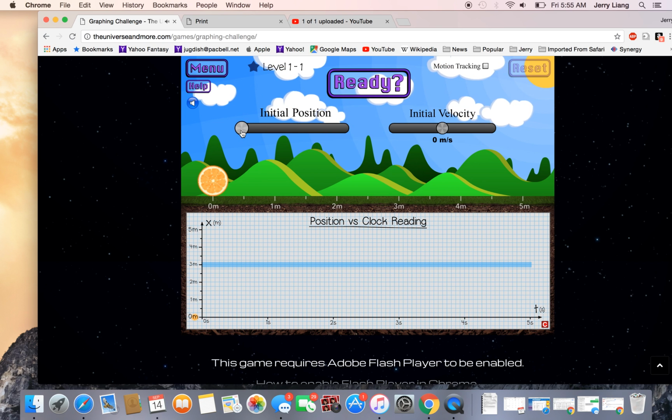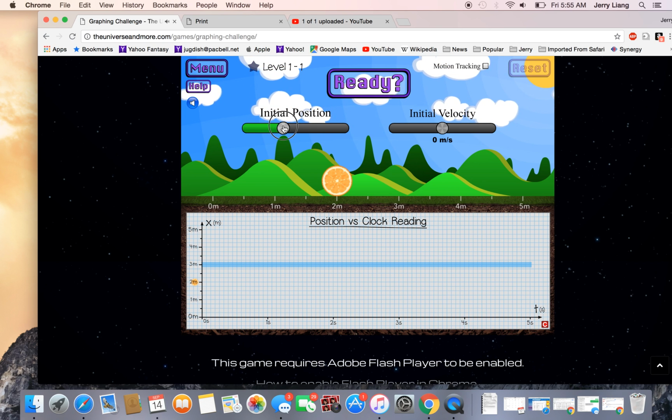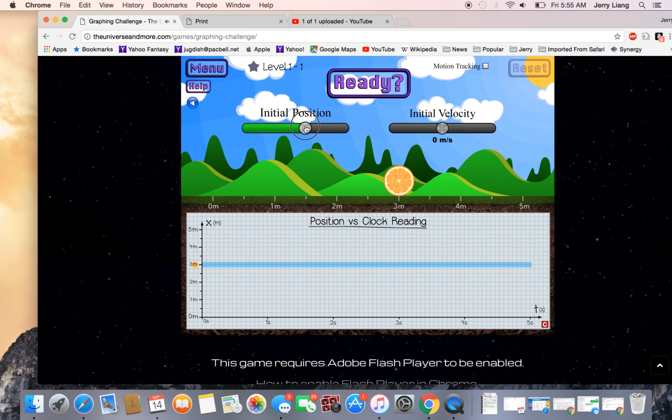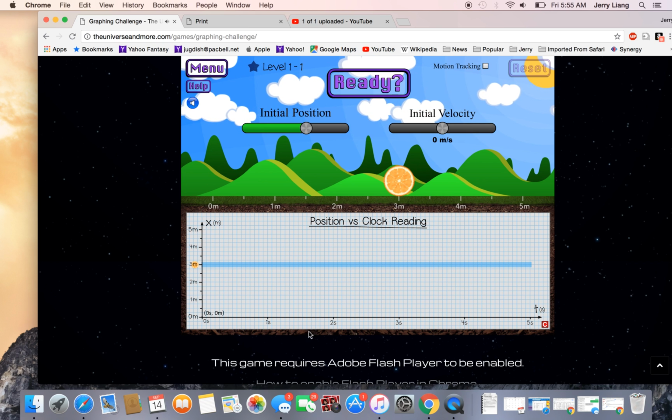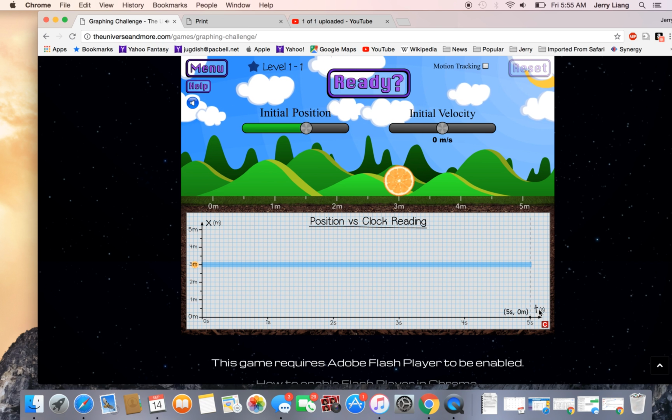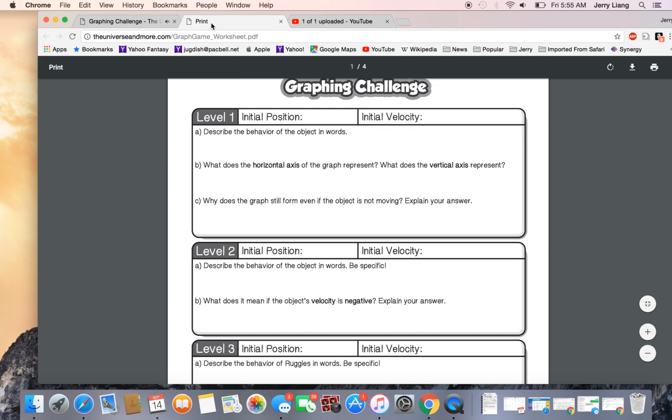Okay, obviously I failed miserably there, so I need to move this orange. Now, I'm going to move it to 3 meters, because that's where the orange should be. And as we notice, we want it to go up to 3 meters, right? And this is a position graph. This is X in meters. And then on the bottom right here, it is time in seconds, all right?